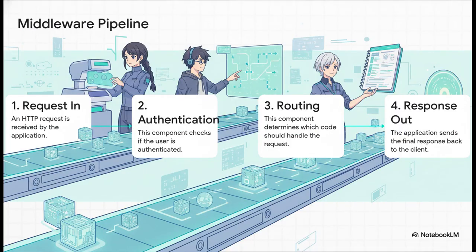When a request comes into a modern .NET app, it doesn't just hit your code directly. Instead, it goes through a pipeline of middleware components. It's kind of like an assembly line. The first component might check if you're logged in, the next one might figure out which part of your code needs to handle the request, another one might log the details. Each piece has one specific job, which makes the whole system really clean and easy to configure.